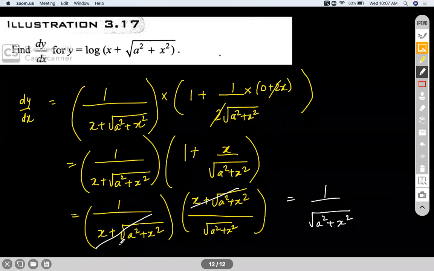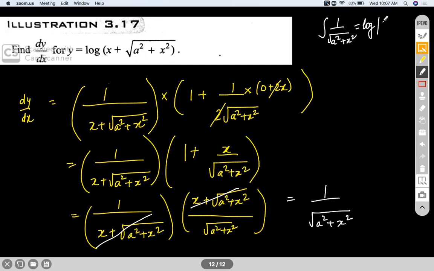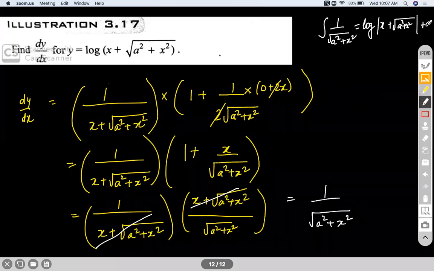By the way, later on you will learn in class 12 that when we integrate 1 by under root a square plus x square, the answer that we write is log of mod x plus under root a square plus x square. Okay, so this is a well-known result actually, which you'll learn in class 12th also.